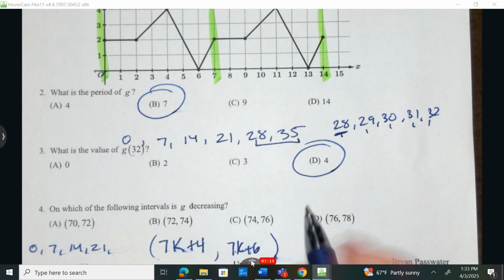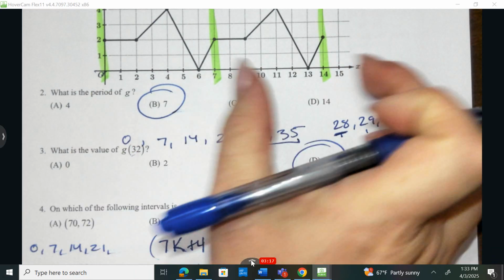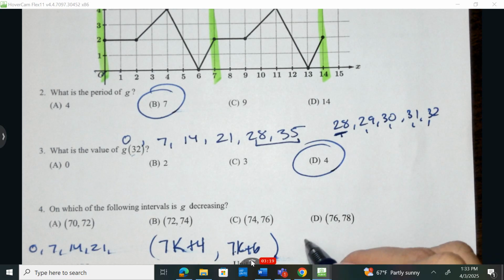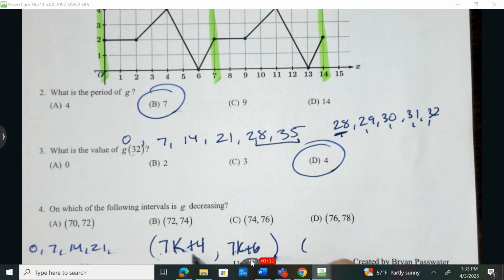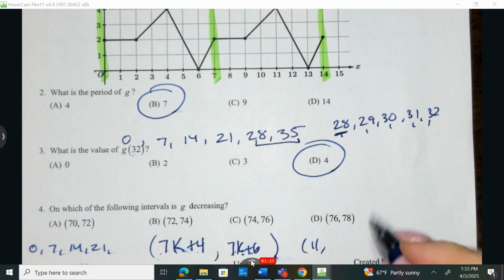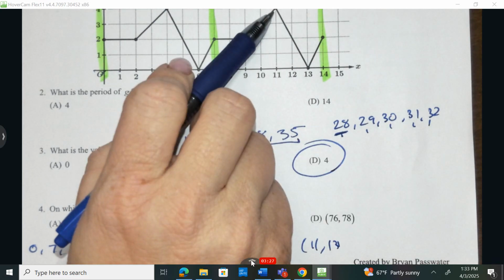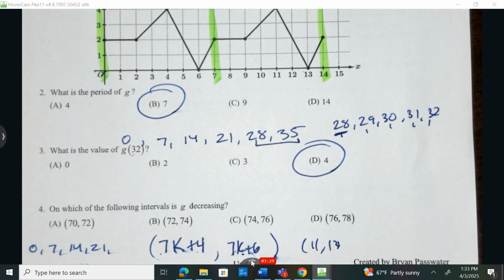Let's do the second one. If I plug in 1, so here's your initial cycle, here's my first cycle, 7 times 1 is 7, 7 plus 4 is 11, 7 times 1 is 7, 7 plus 6 is 13. Let's look over here. You're right, from 11 to 13, it's decreasing. So how is that going to help us? Well, we can use this, and let's think of numbers here.